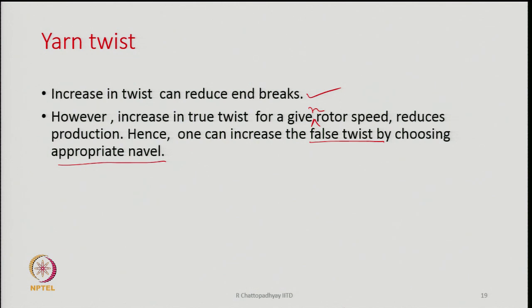So, the way out is that I generate more false twist. And how do I generate more false twist? By having a proper navel. You will find that we have already discussed navels are available with different types of grooves, and that can help in generating false twist, and false twist means in the yarn arm the twist will go up. So, the yarn arm will be stronger, and therefore we may encounter fewer breaks. This is the reason that we go for generating more false twist.